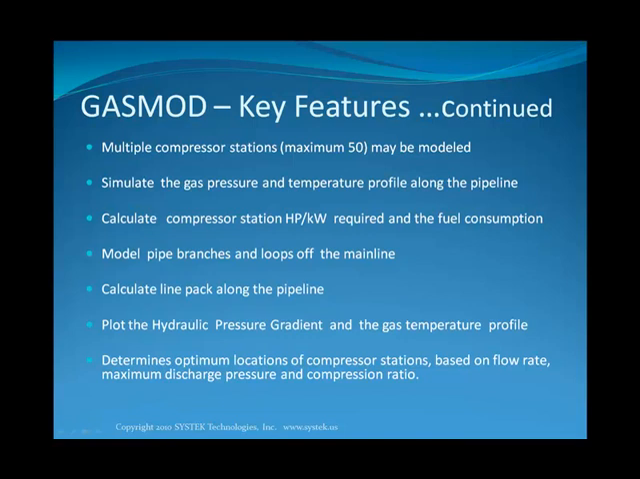You can simulate the gas pressure and temperature profile along the pipeline. Calculate compressor station horsepower or kilowatt required and the fuel consumption. GASMOD can model pipe branches and loops off the main line. Calculate the line pack along the pipeline. Plot the hydraulic pressure gradient as well as the gas temperature profile. It can also determine optimum locations of compressor stations based on a certain flow rate, maximum discharge pressure, and the compression ratio.